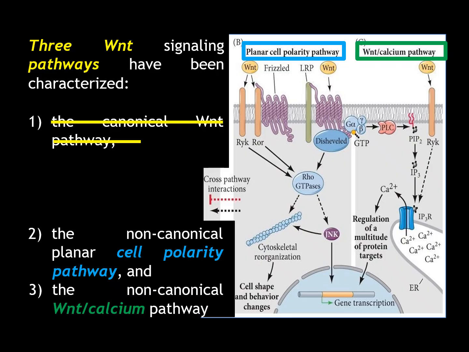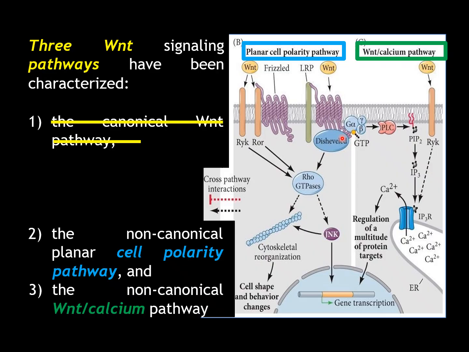Hopefully, I know that is not always easy, but I have practice questions for you to study for the test. And now that I showed you the canonical pathway, I told you there are other two. You don't have to memorize it. I just wanted to show you that some components are still preserved, like Frizzled here.